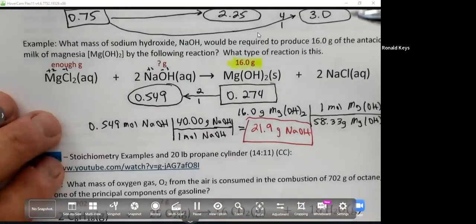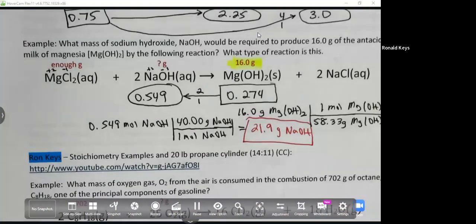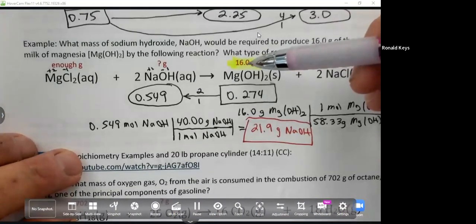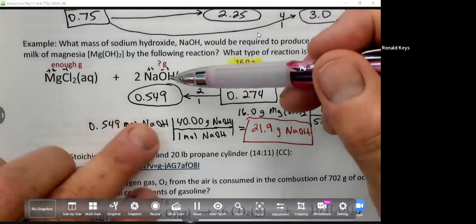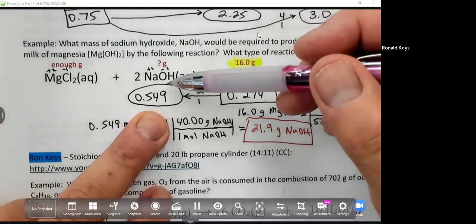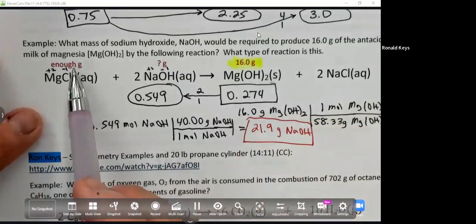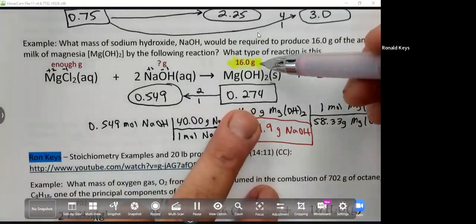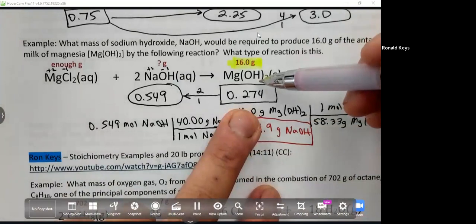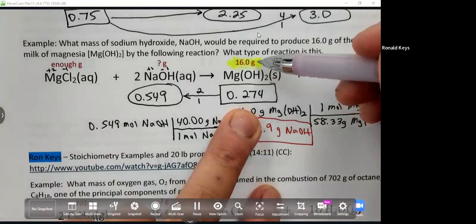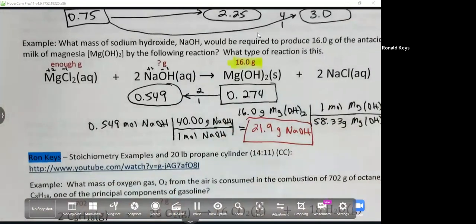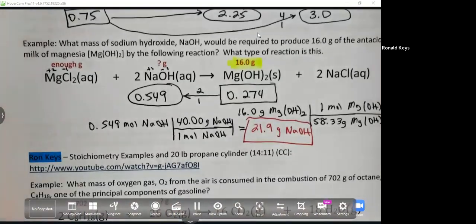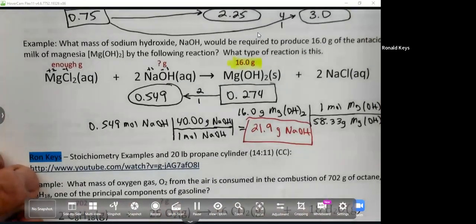And for that reaction, we want to put some numbers to it. How many grams of sodium hydroxide would it take to react with magnesium chloride? Now it says enough, so we end up with 16 grams of magnesium hydroxide. So what is stoichiometry? It's putting numbers, usually mass, but it could be milliliters, it could be liters, grams, to reactions. It's just putting the numbers to reactions.